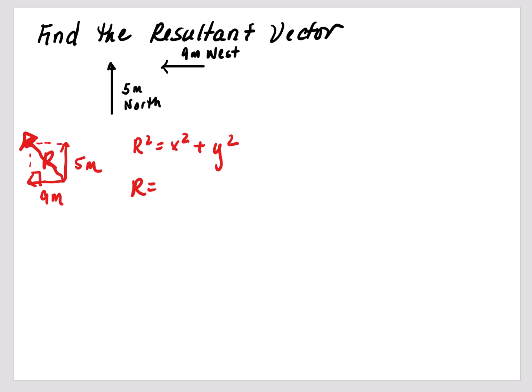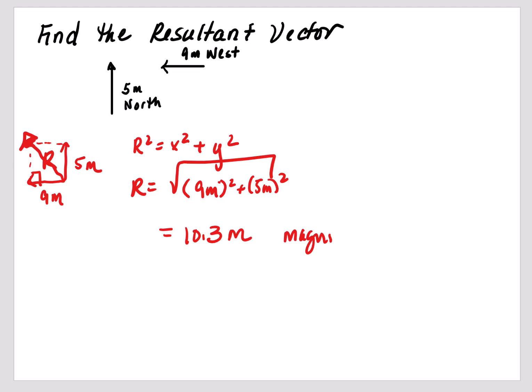So r becomes square root of 9 meters squared plus 5 meters squared. So if you punch this into the calculator, you should get approximately 10.3 meters for your resultant vector. So this right here is my magnitude. Now I need to find my direction.